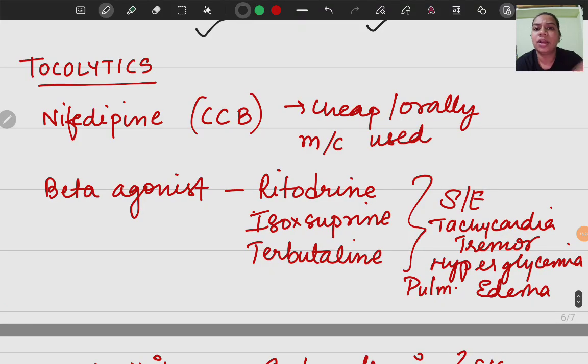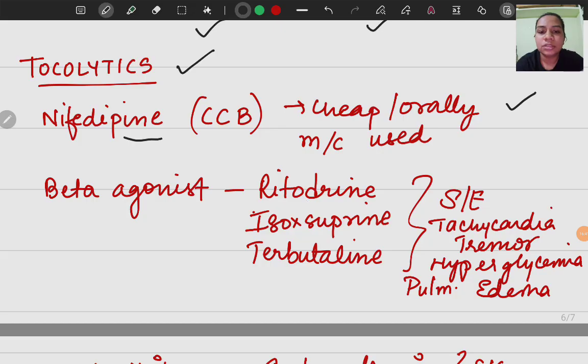So we will see something about tocolytics. What are tocolytics? When we want to stop the contractions, we use tocolytics. Most commonly used is nifedipine. It is a calcium channel blocker. It is cheap, orally allowed and most commonly used drug.